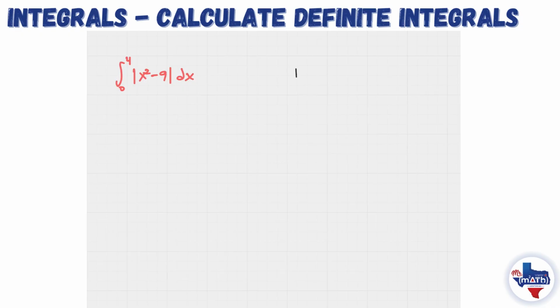Today we're solving the definite integral from 0 to 2 of the absolute value of x squared minus 9 dx. So the first thing that we need to do here is to reshape our integral because we have an absolute value, which will have a positive and a negative behavior.